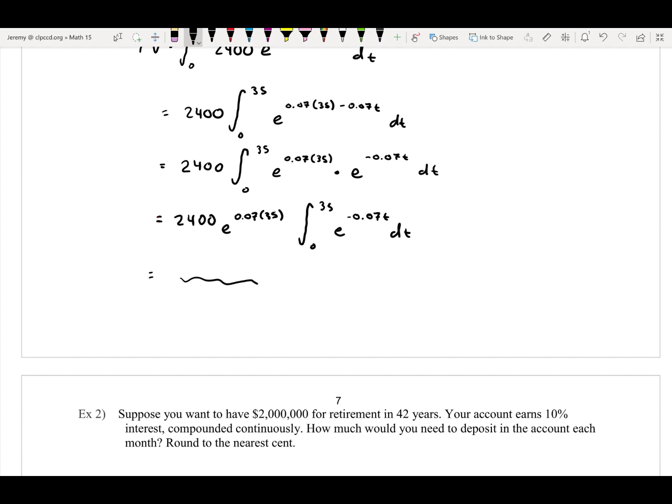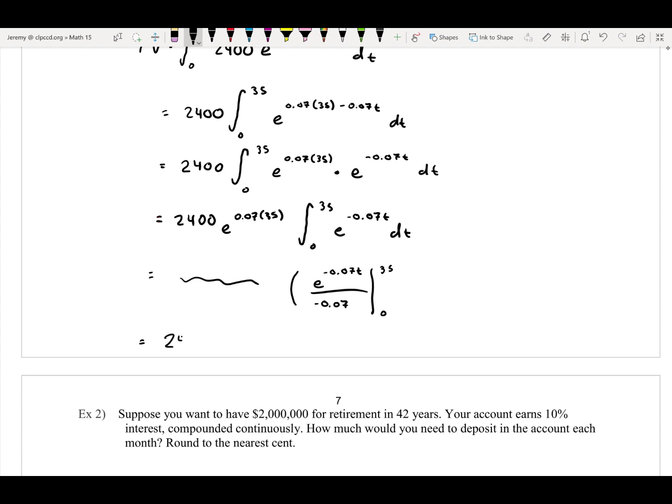So, okay, we have all this stuff over here. I'm just going to focus on the integral for a second. Let's take the antiderivative of e to the negative 0.07 t. To do that, we actually have a rule for this. It's e to the negative 0.07 t divided by negative 0.07. You could check that by taking a derivative, but this is what we're going to get. And we're evaluating this from 0 to 35.